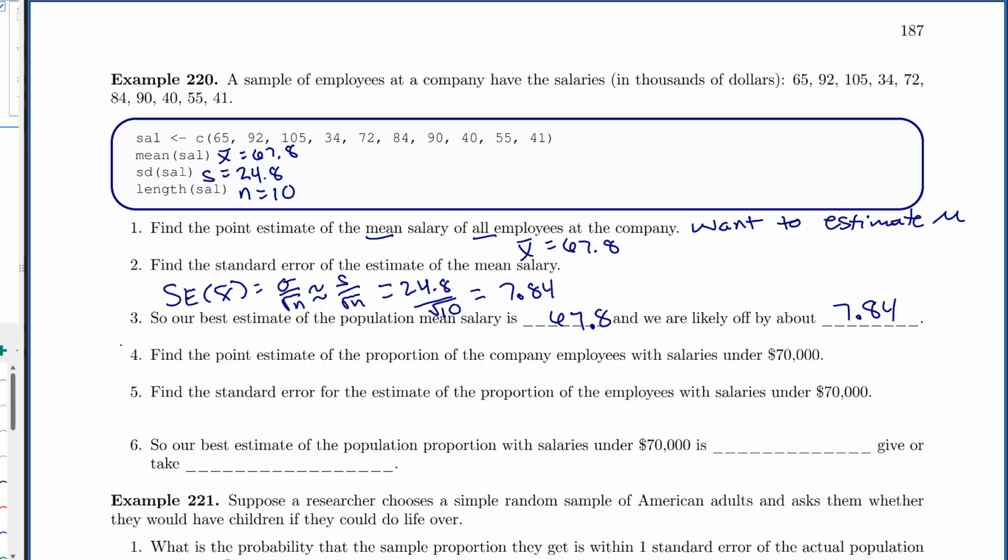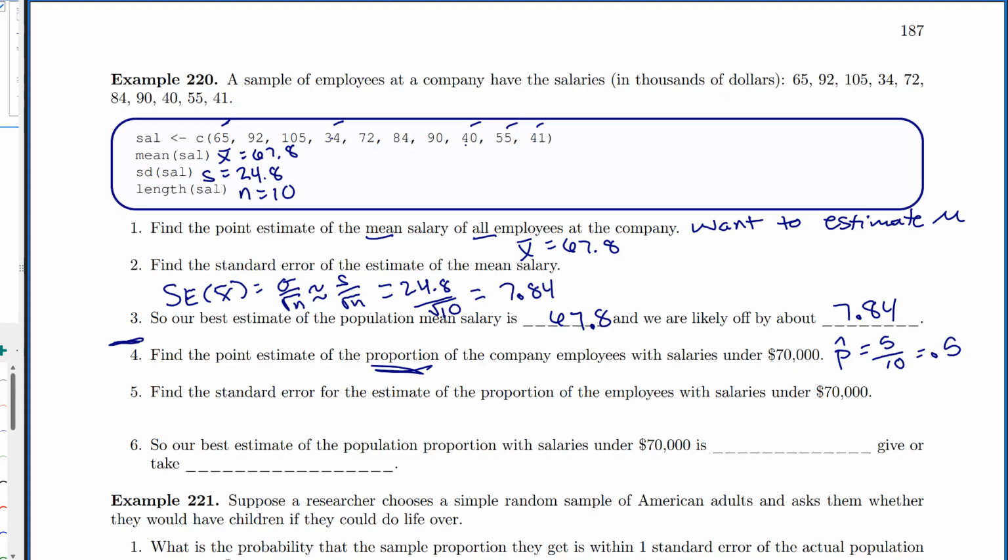Now, as a separate question, let's find the point estimate of the proportion of the company employees with salaries under 70,000. Now, there are ways to do this in R. I'm just going to count them up though, because it'll be simpler. So if we count them up, we have 65, the 34, the 72, no, not 72, the 40, the 55, and the 41. So there are 1, 2, 3, 4, 5 values out of 10 that had salaries under 70,000. So I'd say that p hat equals 5 divided by the 10 total, so 0.5.